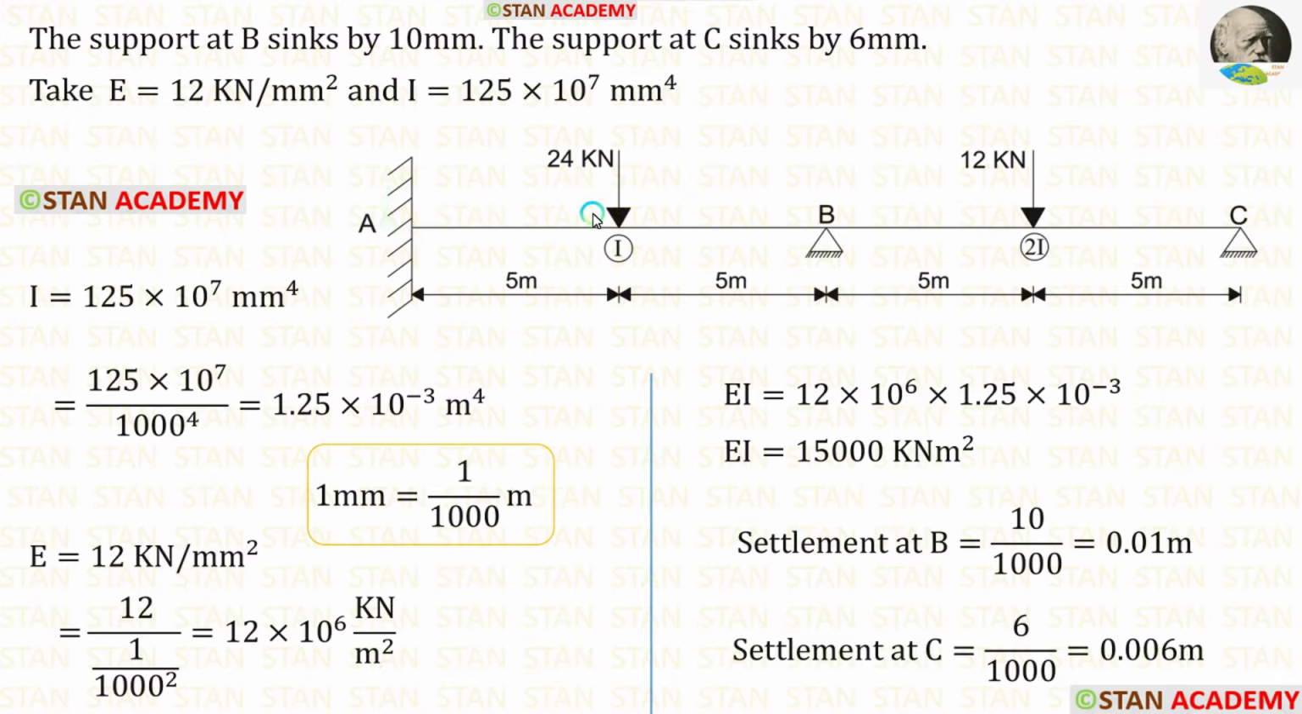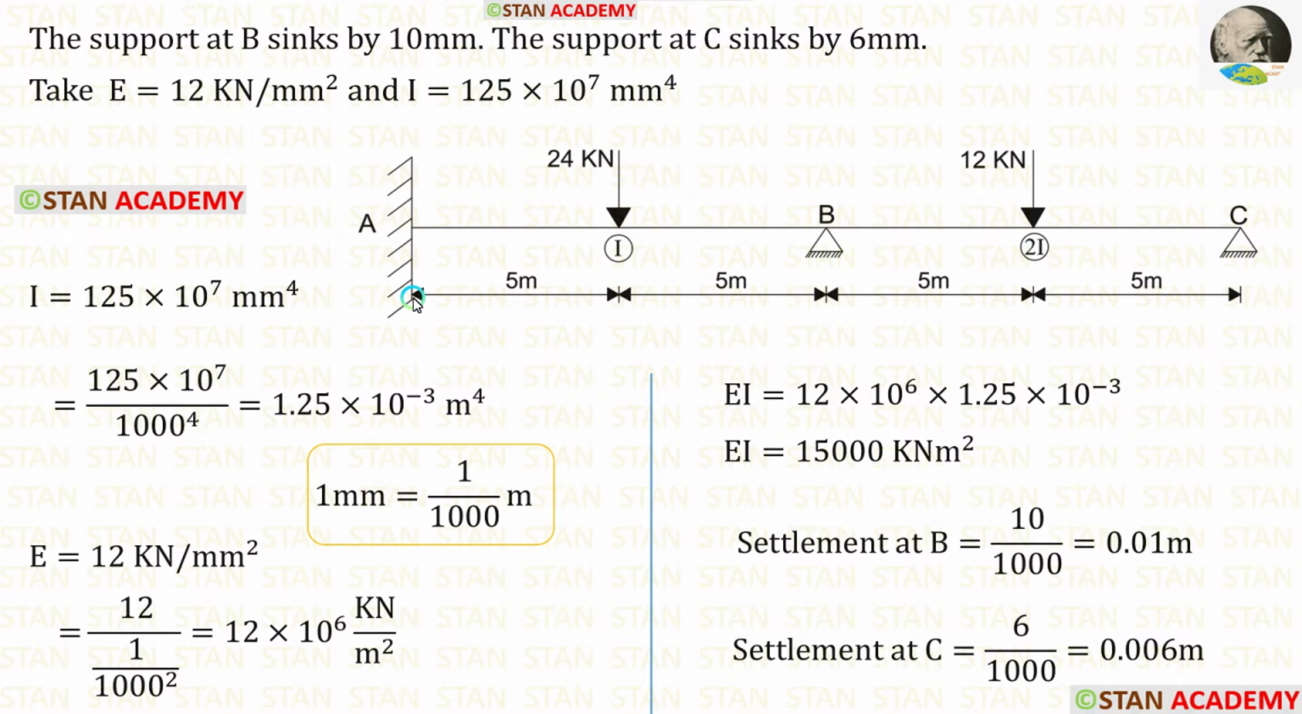In the span AB, there is a point load 24 kN. It is acting in the center. In the span BC also, there is a point load 12 kN. It is also acting in the center. The moment of inertia for the span AB is I. For the span BC, it is 2I.